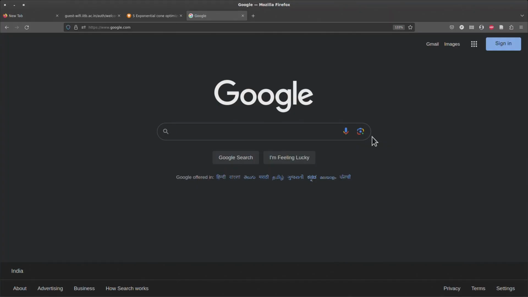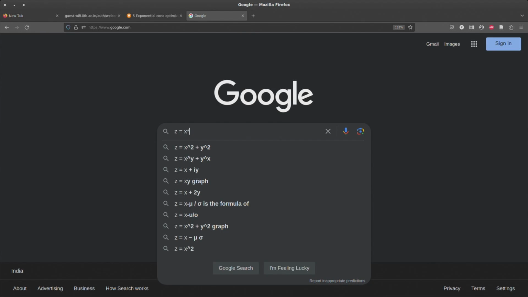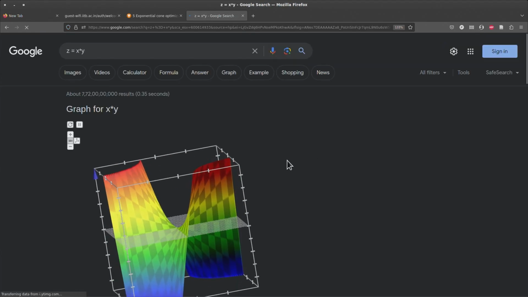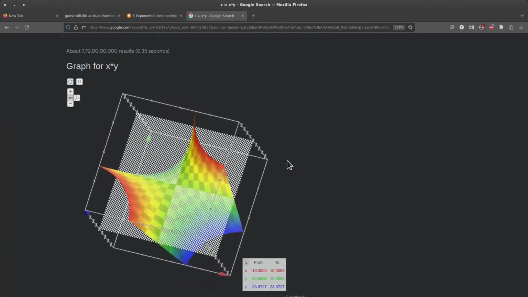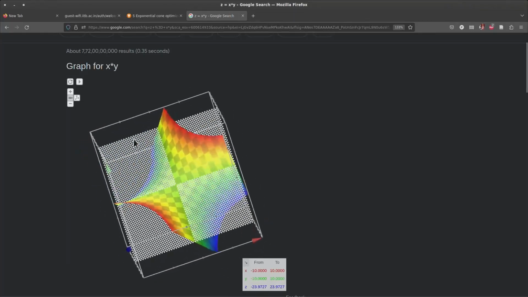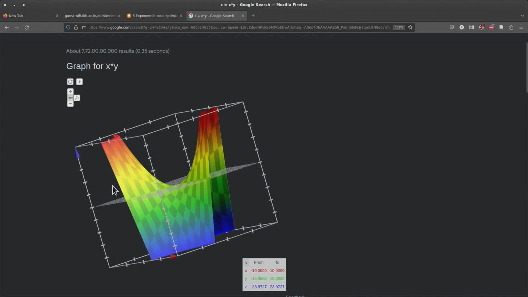Google, say what you wish, is useful for this sort of thing. Z equals X times Y. You can plot the function X times Y like this. It's visible enough, right? It's a nice show that it puts on with all the animation. But basically, this is the function. And this function is obviously a saddle. I mean, it's just a product of two variables.